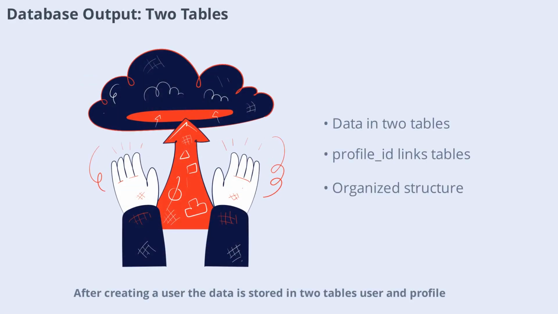After creating a user, the data is stored in two tables, user and profile. Each user row has a profile_id column that links to the corresponding profile row. This separation keeps your data organized and ensures that each user is always associated with exactly one profile, maintaining the integrity of your one-to-one relationship.